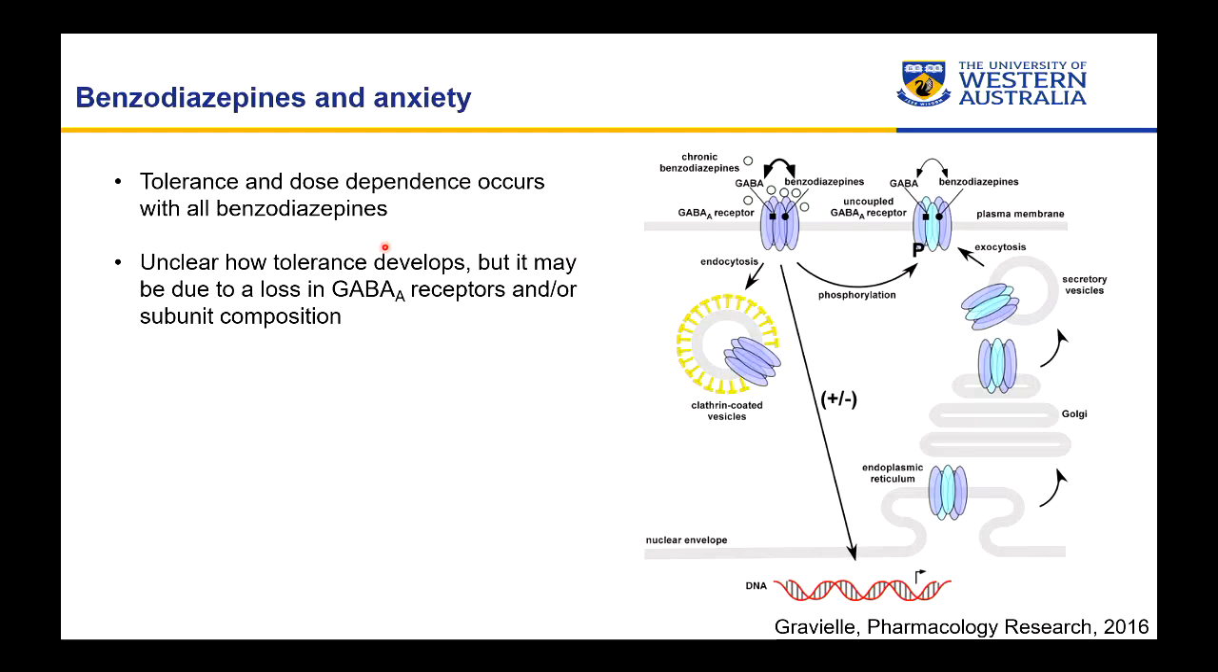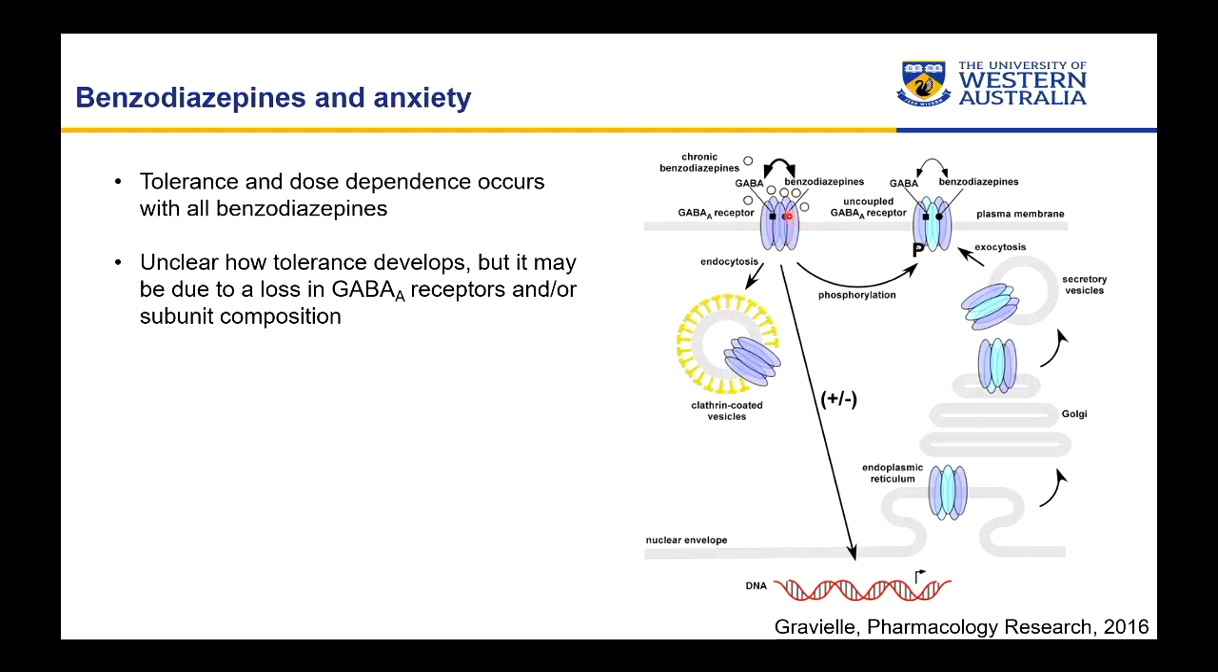It's unclear how tolerance develops for benzodiazepines, but it might be due to a loss in these GABA A receptors and/or subunit composition. So this is a diagram, and this paper goes into some of the mechanisms why we think tolerance develops. There are a few different hypotheses of why this happens. One of these is that the more that you take benzodiazepines, there's evidence that you get removal of the GABA A receptors, or they get internalized.